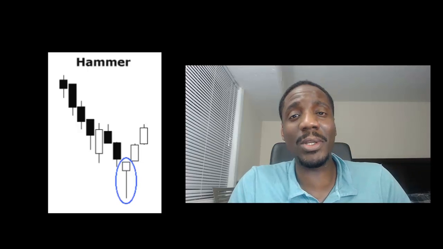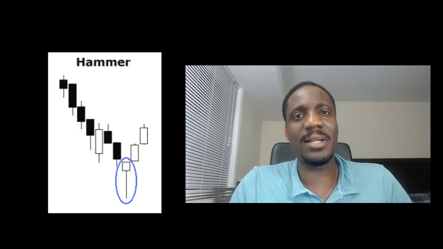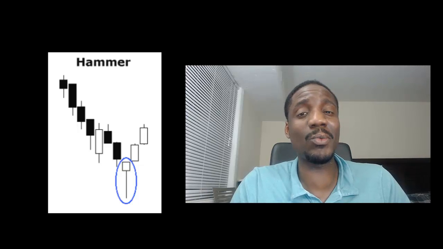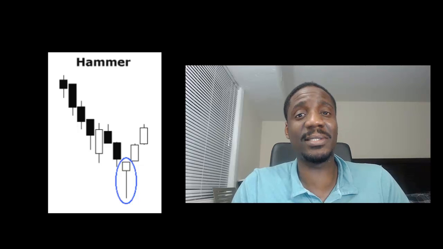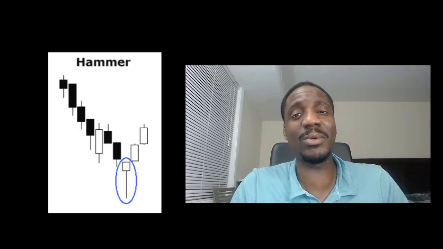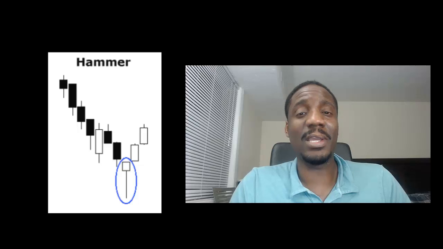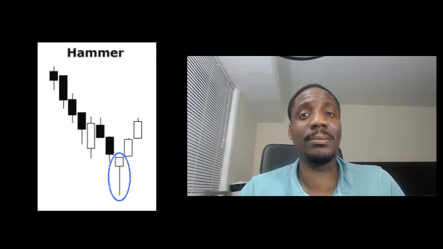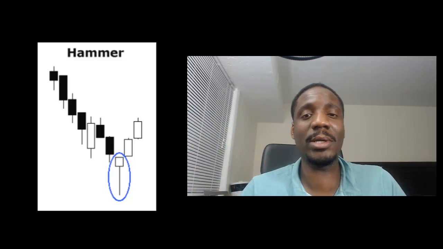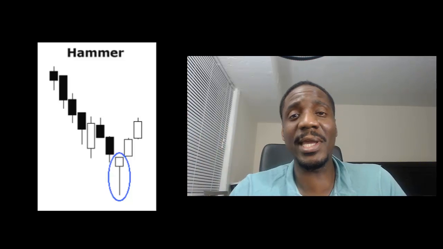So the first one I want to look at is called the hammer. Now, the hammer is a candlestick pattern that's used to indicate the end of a downward trend and the beginning of an upward trend. Essentially, it indicates a reversal from a downward trend to an upward trend. And what does it look like? If you look at the chart, you can see a long shadow with a short body, followed by a confirmation bar. That's what a hammer is, and that would indicate a reversal.